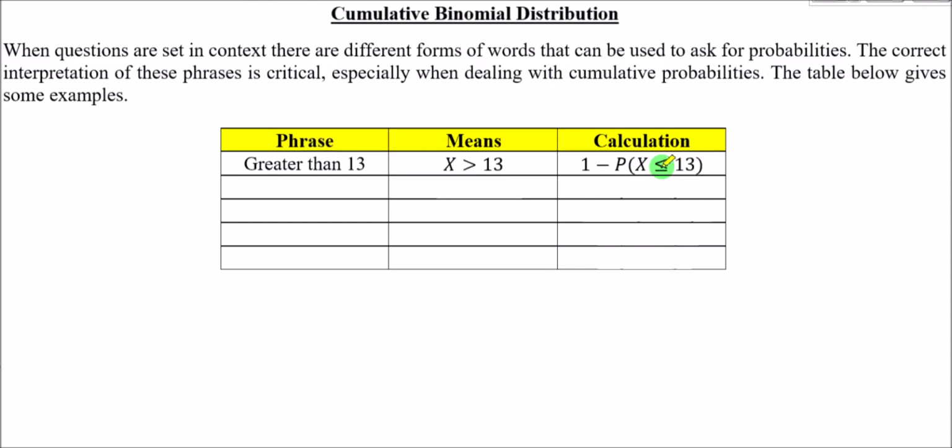I'll give you another example now. No more than 7. That would mean x is up to and including 7. Here, we've already got the symbol we need, so we can just work out the probability of that.